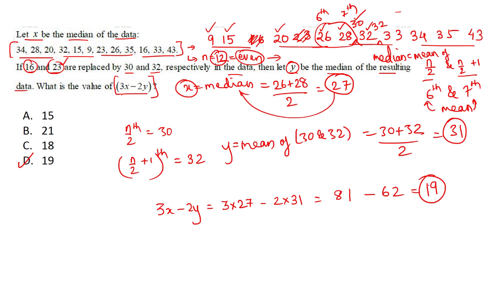Very easy, you just have to find the median. Arrange everything in ascending order, get the median. For even numbers, median is nothing but the mean of the middle two numbers, that is n by 2 and n by 2 plus 1, the 6th and 7th number. Now when you change these two numbers by these two numbers, you have to arrange it in ascending order only. So in this order, just eliminate these and add these two, and then find the 6th and 7th number again. Now it comes out to be 30 and 32. Fine, you are going to get the answer as 19 as the value of 3x minus 2y.